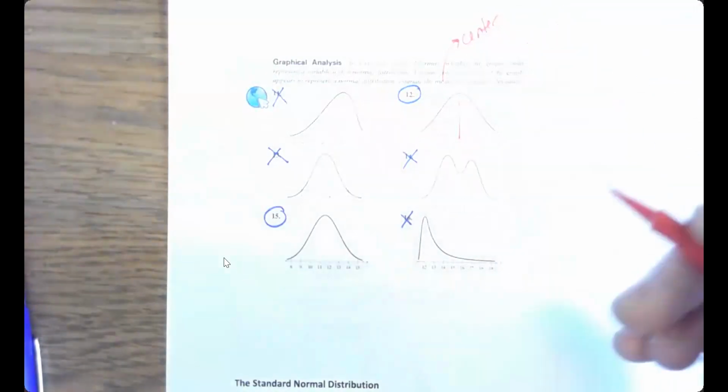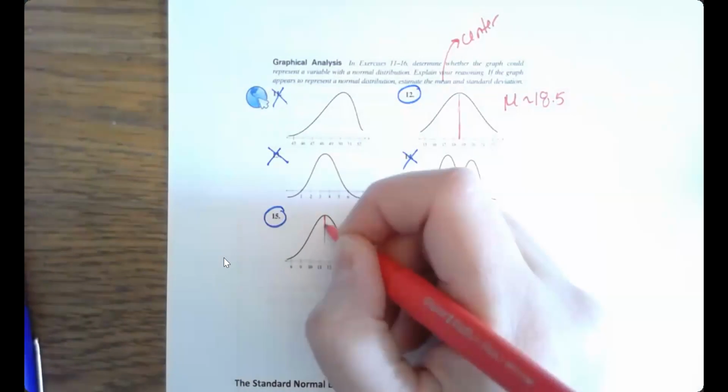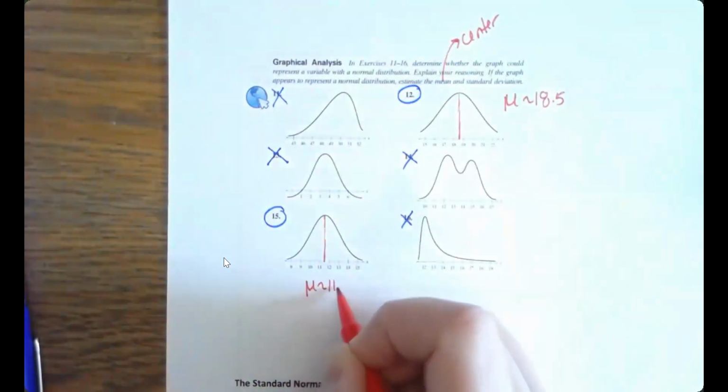So we want to start by estimating the mean and the standard deviation. Now your mean is always going to be in your center. So if I look at this one here and I try to drop a center line down, it looks like the mean there is maybe about 18.5. It looks like it's about halfway between 18 and 19. And then over here, if I drop that center down, again, it looks like it's about 11.5, about halfway in between those two as well.